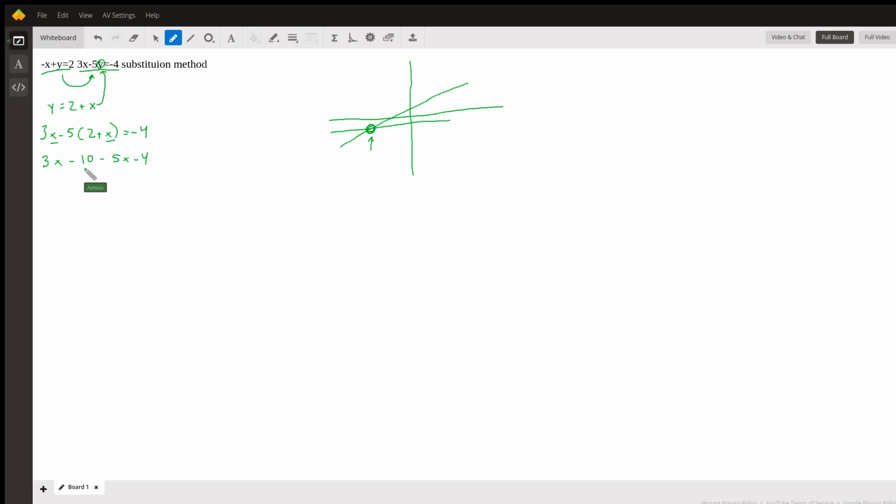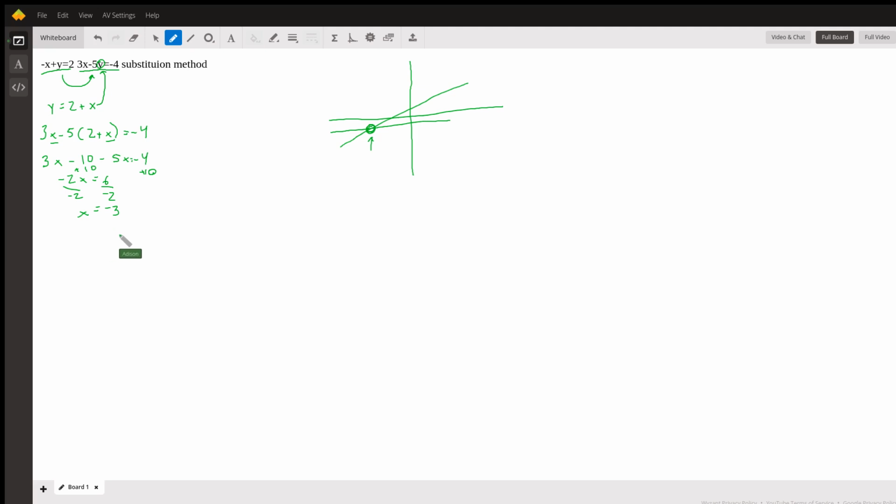Now I'm going to bring all of the constants to one side, and I'm going to add up the x terms on the other side. So 3x minus 5x is negative 2x equals negative 4 plus 10, so we add 10 to both sides. Then we get 6. Then we divide by negative 2, divide by negative 2, and x equals negative 3.